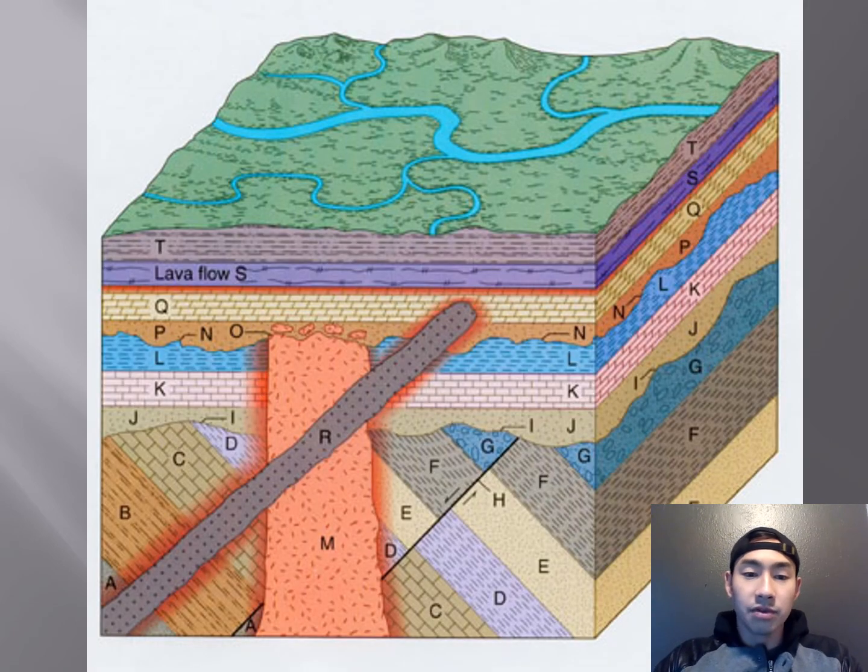So if we quickly review this 3D structure diagram here, we see that the youngest material is probably going to be unit T. That is at the very surface. And this is going to be based on the law of original horizontality and superposition as well.